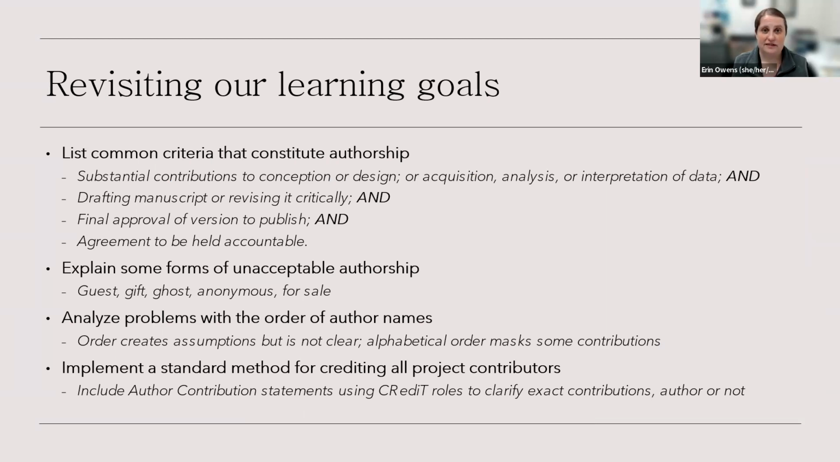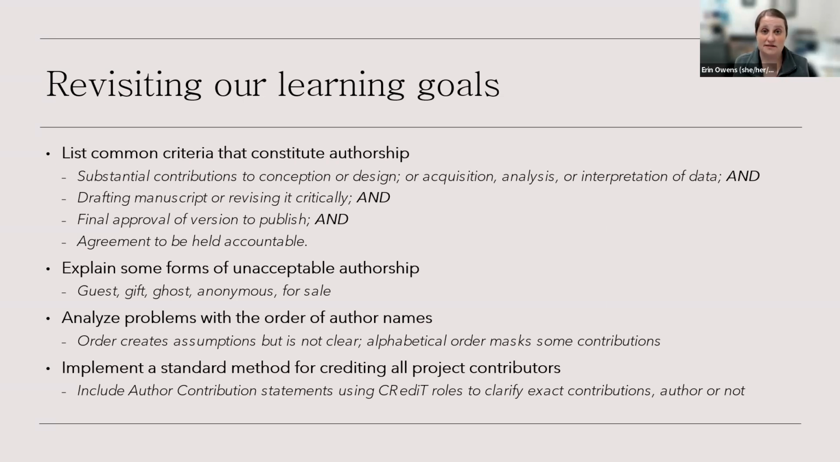Let's briefly revisit the learning goals we had for this session. We wanted to be able to list some common criteria that constitute authorship. And now we know those four criteria: substantial contributions to the conception or design, or the acquisition, analysis, or interpretation of data, drafting the manuscript or revising it critically, approving the final version to be published, and making an agreement to be held accountable for the work.